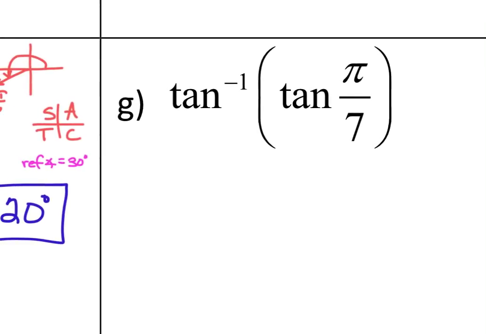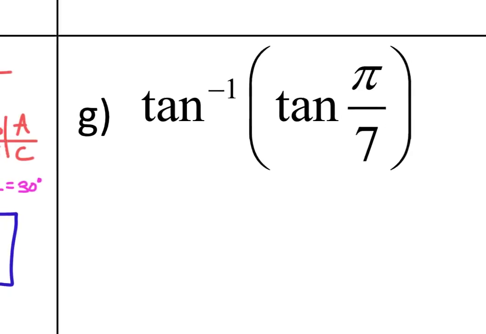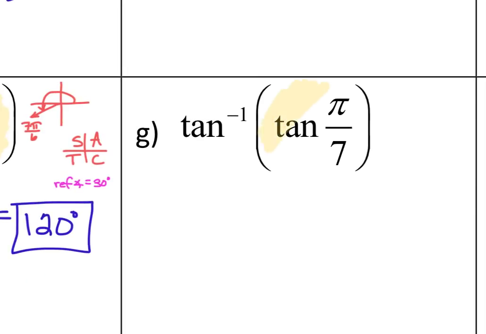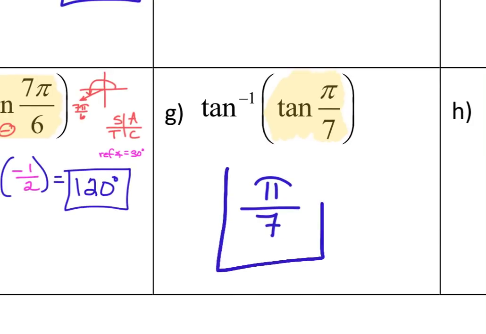Letter G. I don't know anything about angles that have a denominator of 7, but I can tell you that pi over 7 is a first quadrant angle. Tangent is positive in the first quadrant. Inverse tangent of a positive number is positive in the first quadrant, and so inverse tangent of the tangent of a positive angle is going to be the same input and output.